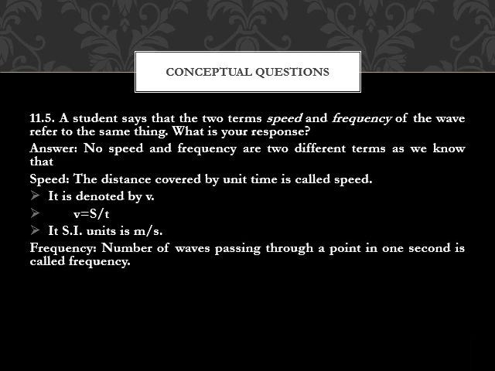Whereas frequency is defined as the number of waves passing through a point in 1 second. It is denoted by f, small f, and its formula is f equals 1 by T, where capital T represents the time period. Its SI unit is Hertz. So this shows that speed and frequency are entirely two different terms.